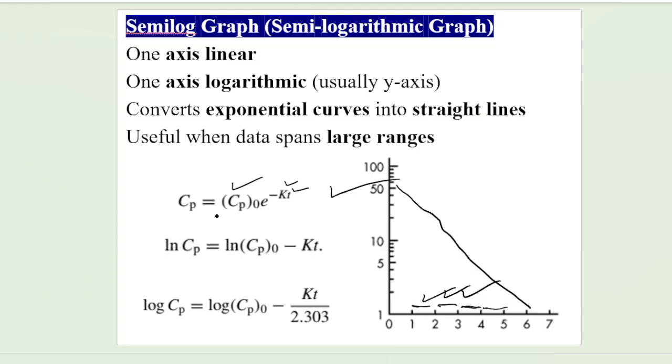This is basically the equation in case of natural log. This is the natural log of Cp, natural log of the intercept, and minus kt. So that can be used if you are using the natural log, or in case of common log, then again you have to divide it by 2.303. तो यहाँ पे आपने इसको divide करा, and finally you get this kind of equation. So it all depends upon the type of data.